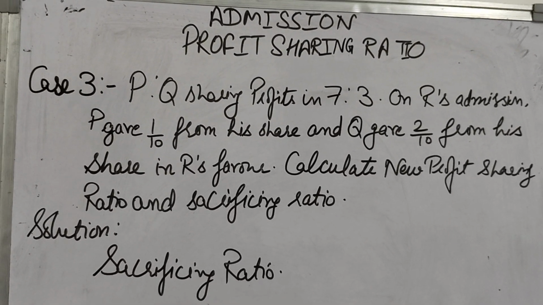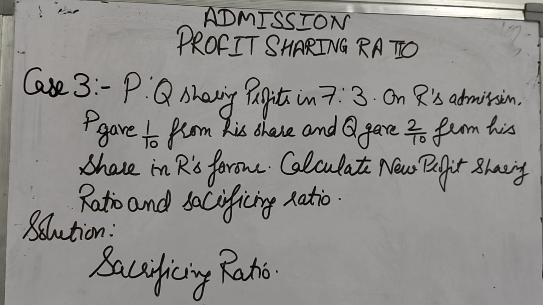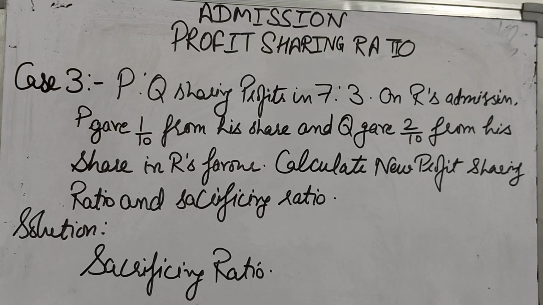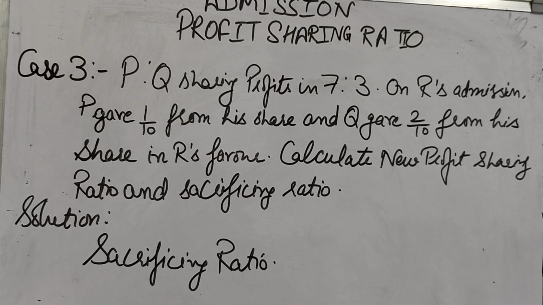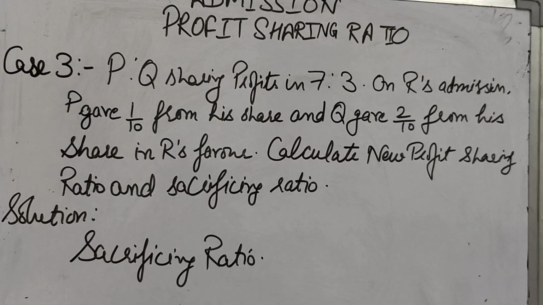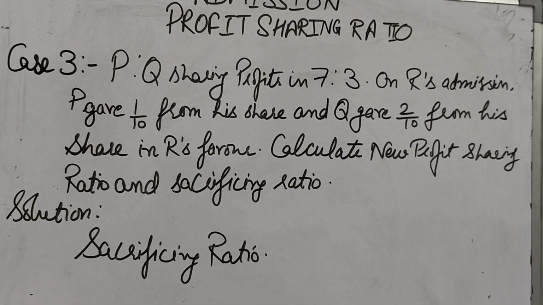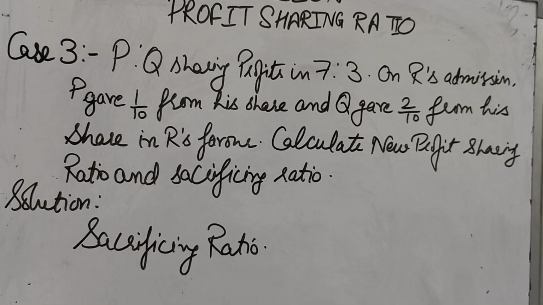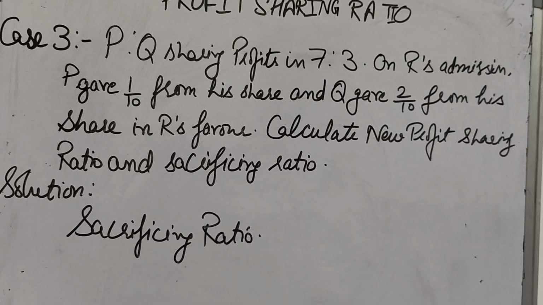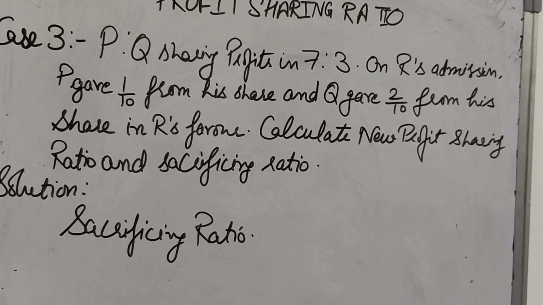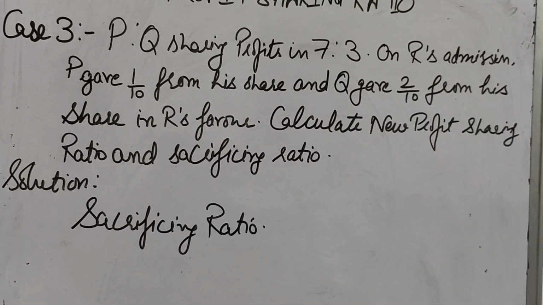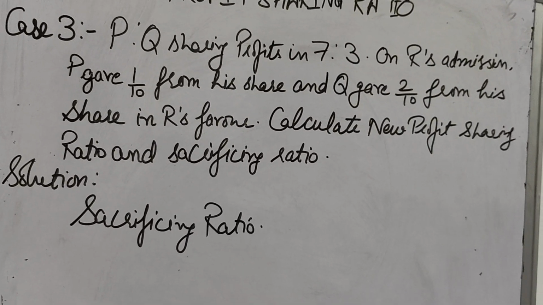Here we are continuing with the topic profit sharing ratio at the time of the admission of a new partner. Here I am going to discuss case 3, which talks about P and Q. They were sharing profits in the ratio 7 is to 3. On R's admission, P gave 1/10 from his share and Q gave 2/10 from his share in favor of R. So the question is asking us to calculate the new profit sharing ratio and sacrificing ratio.